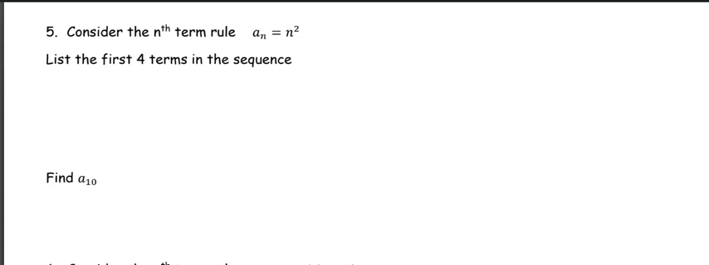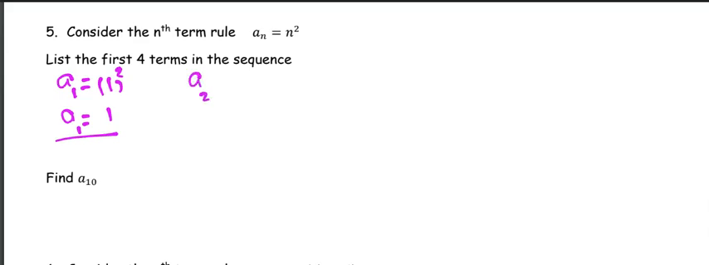In this nth term rule, we have a sub n equals n squared. To find the first 4 terms of the sequence, I need to switch n with 1 first to find the first term. That means I'm going to end up with a sub 1 equals 1 squared. 1 squared is 1. And that's the first term.